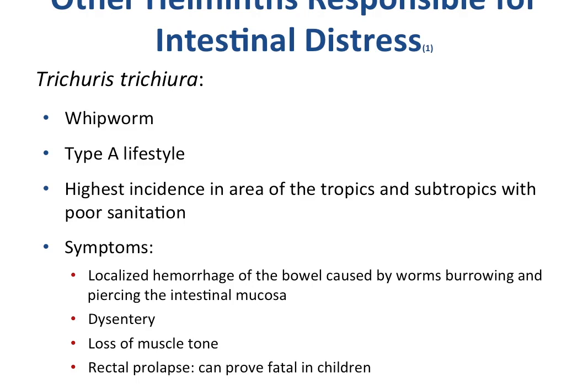Now let's talk about Trichuris trichiura. This is the whipworm. This is cycle A left there. The symptoms would be localized hemorrhage of the bowel caused by the worms, dysentery, and loss of muscle tone.